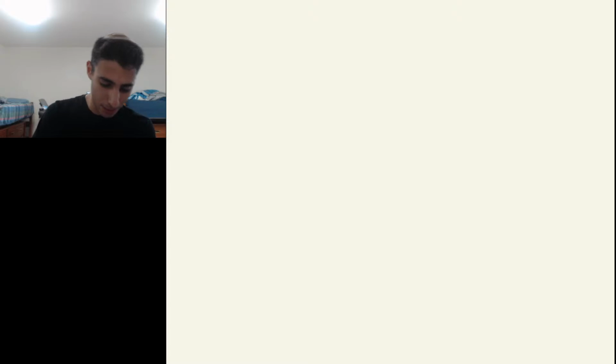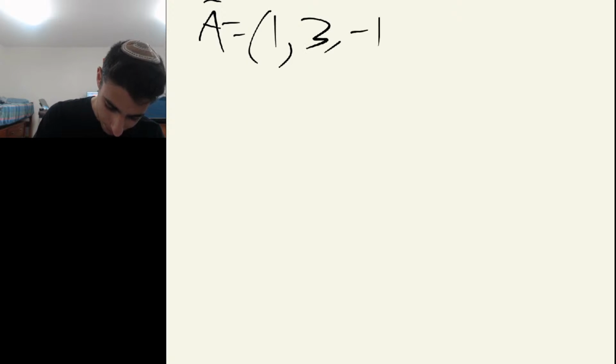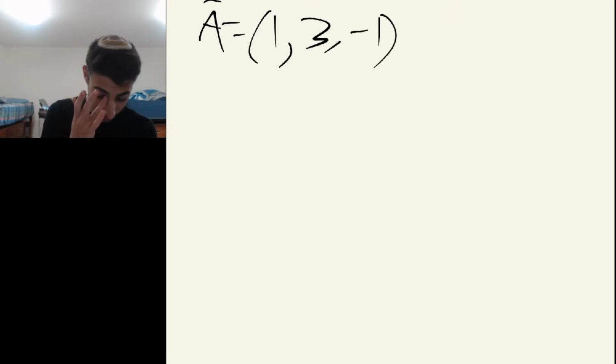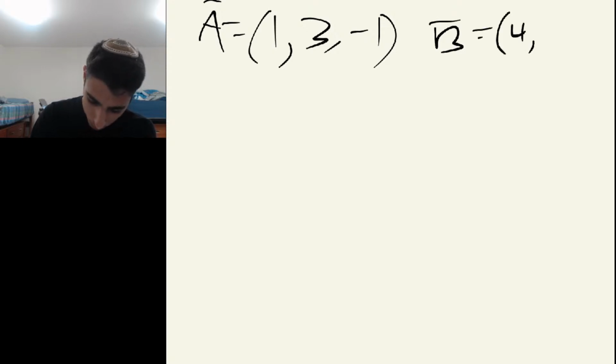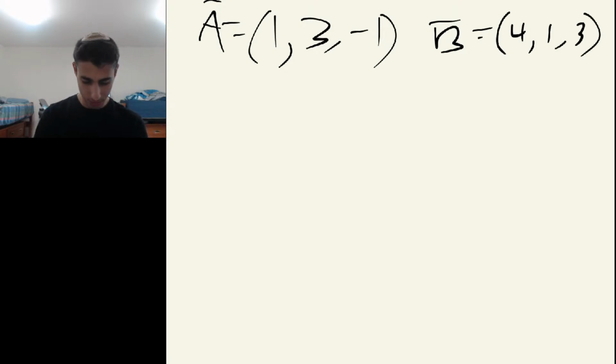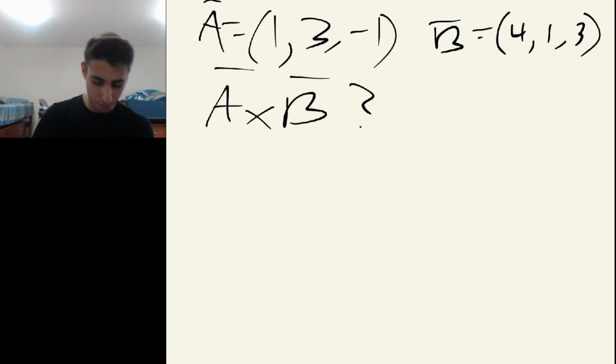Alright, so let's do a practice problem. Let's say we have vector A equals 1, 3, negative 1. I don't know why I erased everything. I'm going to need that, but whatever. And let's say we have vector B equals 4, 1, 3. This is not vector notation, clearly. This is a tuple notation. What is A cross B? That's a good question. So, we already established the whole determinant thing, so we could skip a little bit, and let's just set up our determinant.